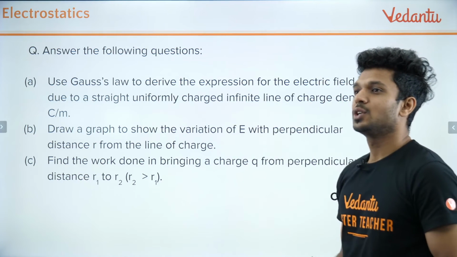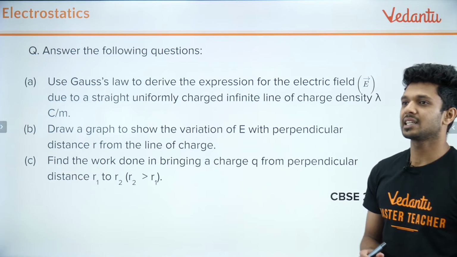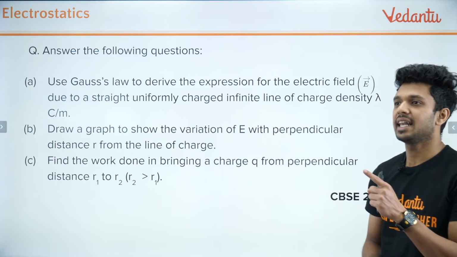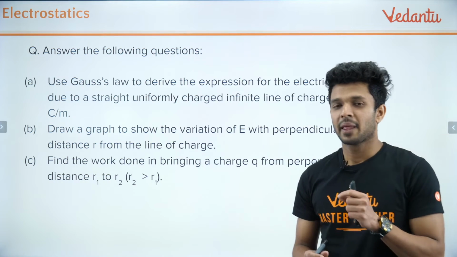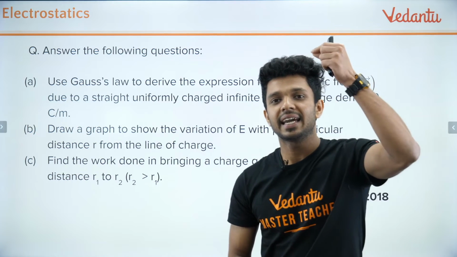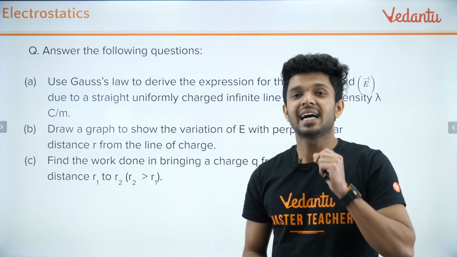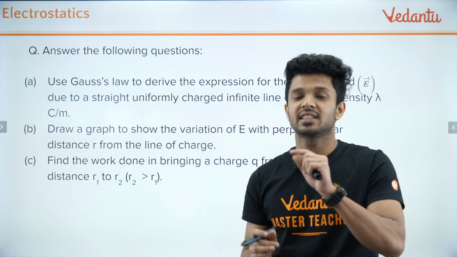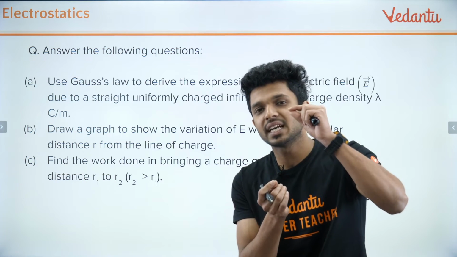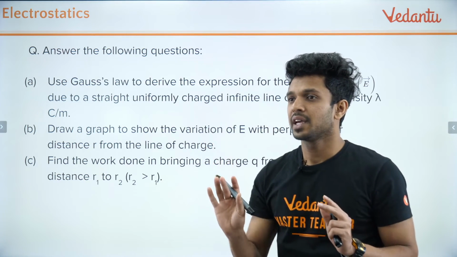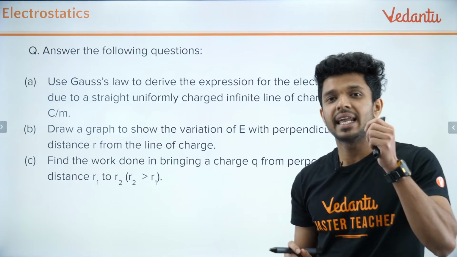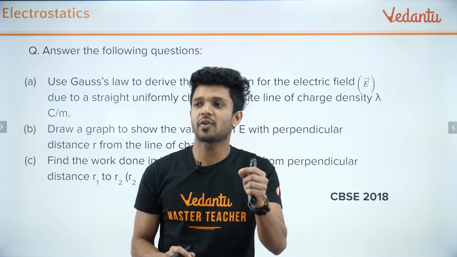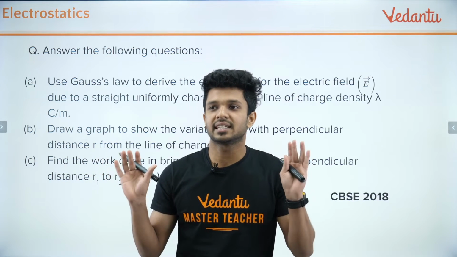Read the question. Use Gauss law to derive the expression for the electric field due to a straight, uniformly charged, infinite line of charge density lambda. So you have an infinite line charge where the charge density is lambda. What do you mean by the charge density? It is the charge per unit length. The charge which is there in a unit length of that line is called lambda, right? Good. So we have to find the electric field produced by this uniform line charge at a distance of r. That is as simple as the question is, right?